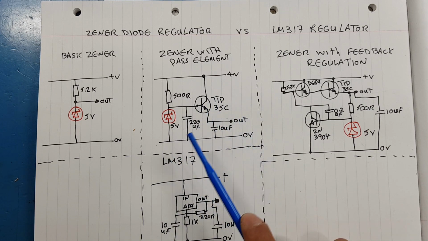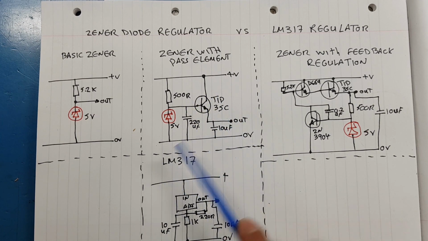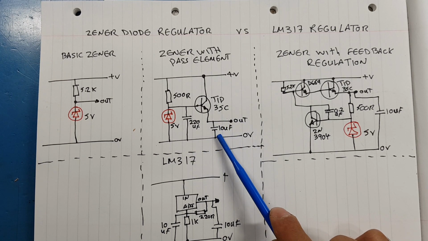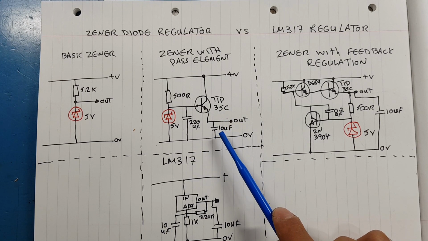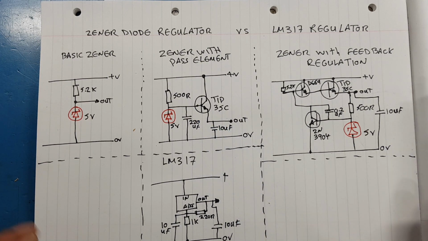This time I'm using an NPN power transistor, TIP35C, because I have plenty of them. On the output of the transistor, which is the emitter, we're going to put a 10 microfarad capacitor to kill any noise and ripple and make things more stable.